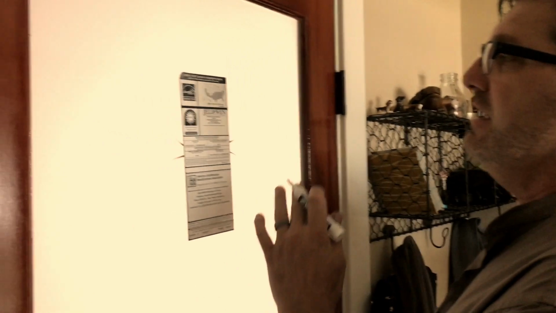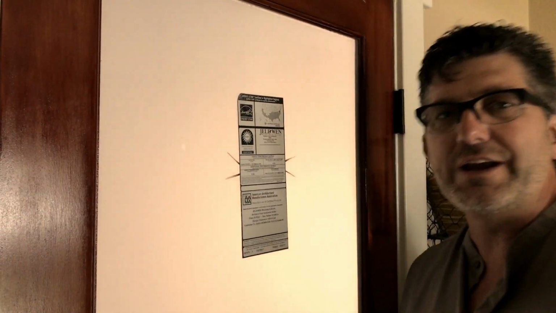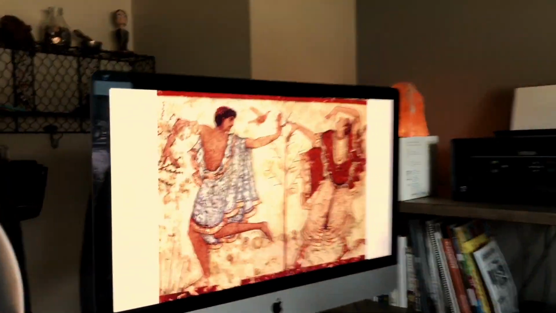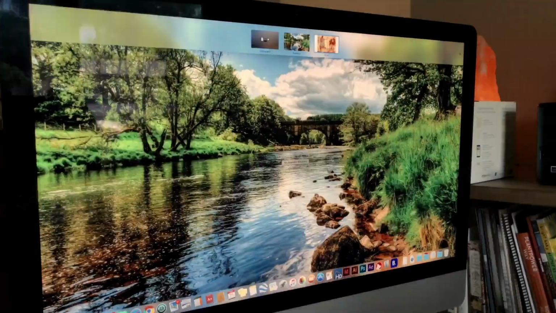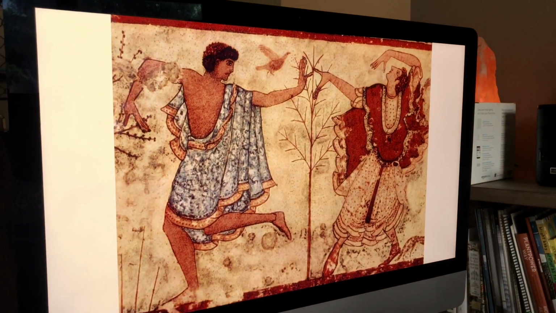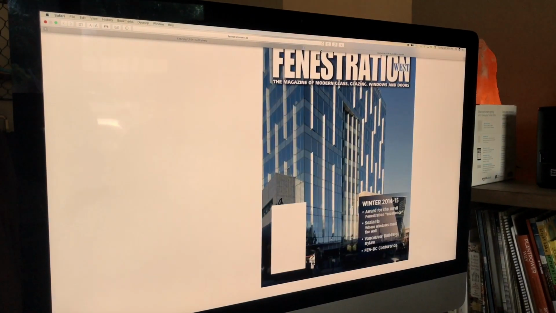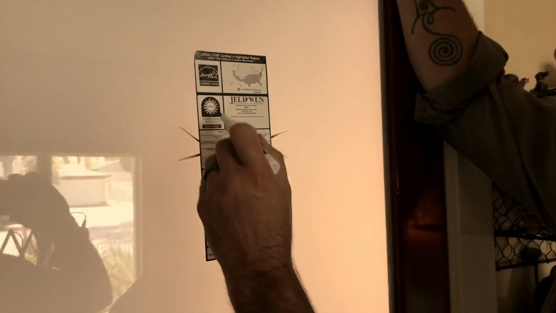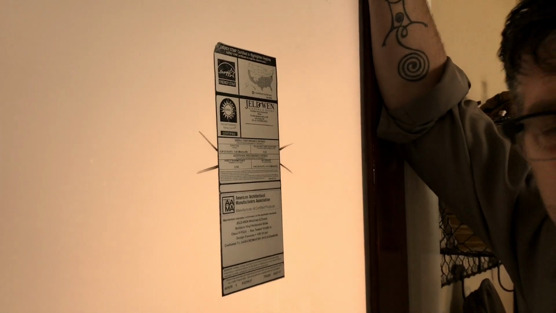Well, the National Fenestration Rating Council. Fenestration? What? It's an Etruscan word. It means opening. It means window. Who are the Etruscans? These guys. What are they doing? I have no idea. Fenestration. Is it a big thing? Yeah, look, they even have their own magazine. Wow, that's a page turner. Okay, back to the door. The National Fenestration Council. Jeez.